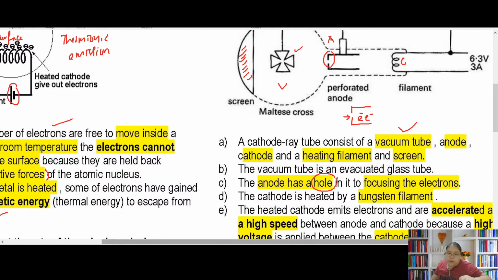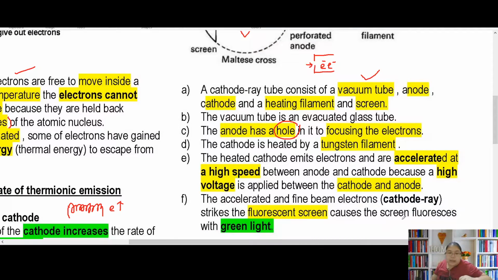Okay, E is the heated cathode that emits electrons, and they also accelerate at high speed. Accelerate at high speed from where? From the anode and the cathode. Why can they accelerate? Because they are supplied by high voltage from the extra high tension. That's why you see the extra high tension joined between the cathode and the anode.